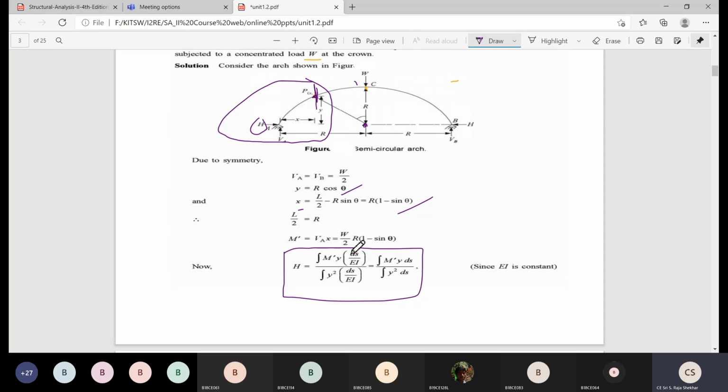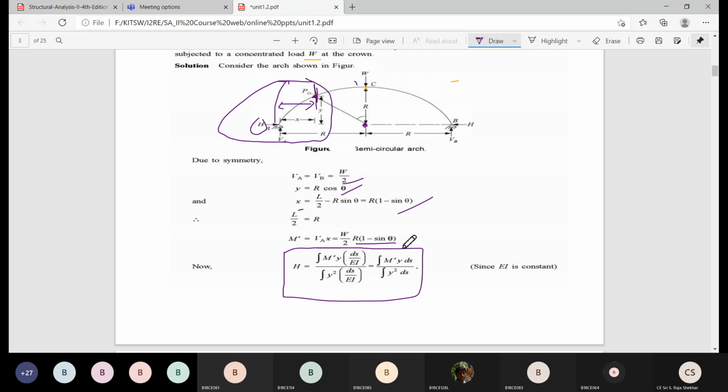So VA is equal to W by 2 into x. The x value is r into 1 minus sin theta. The moment at the section is equal to VA into the perpendicular distance, and the perpendicular distance is x. VA is nothing but W by 2. So W by 2 into r into 1 minus sin theta. So M dash is equal to W by 2 into r into 1 minus sin theta.